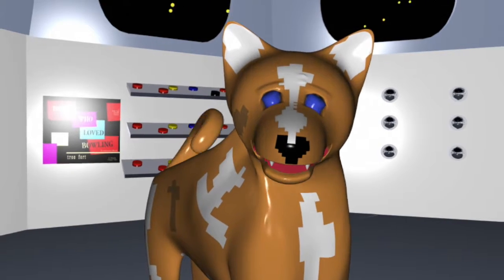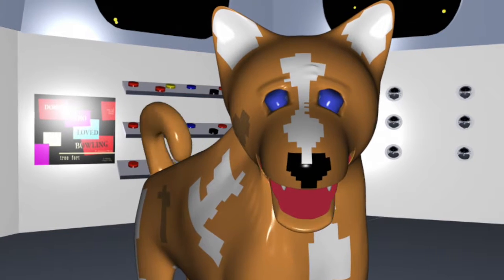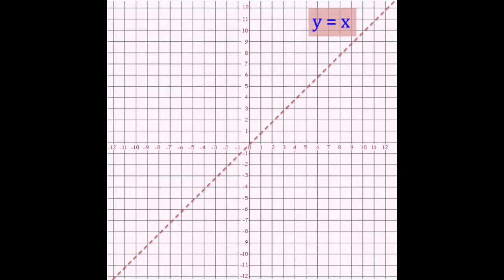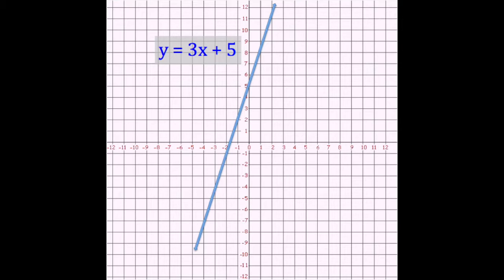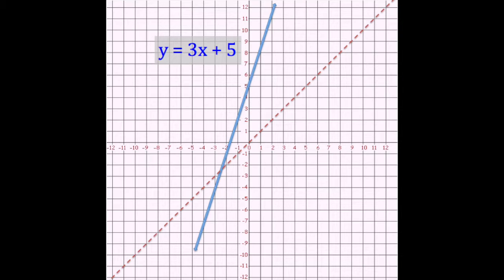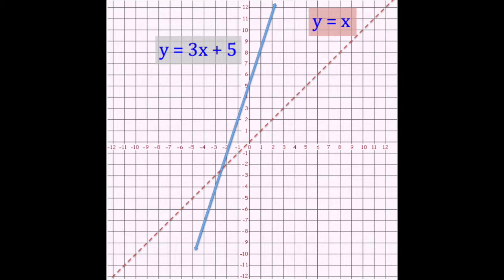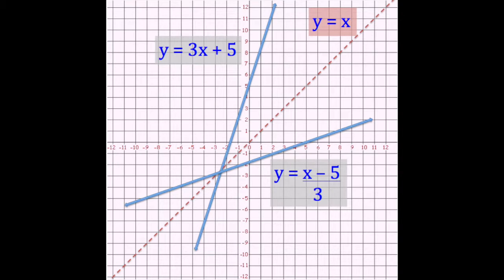Now, how does the inverse of a function look on a graph? Well, the inverse of a function reflects across an imaginary line at y equals x. If we graph our original function of y equals 3x plus 5, we can then add our imaginary line at y equals x and see how the inverse of our function reflects across it.